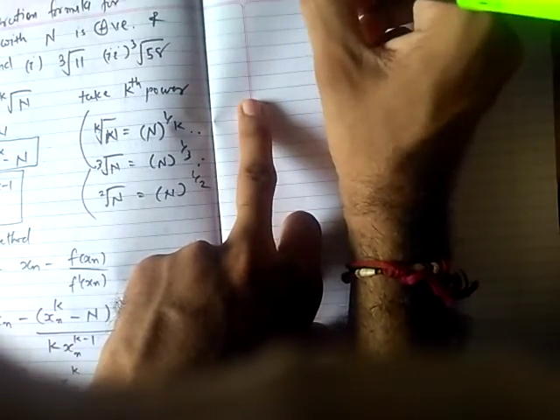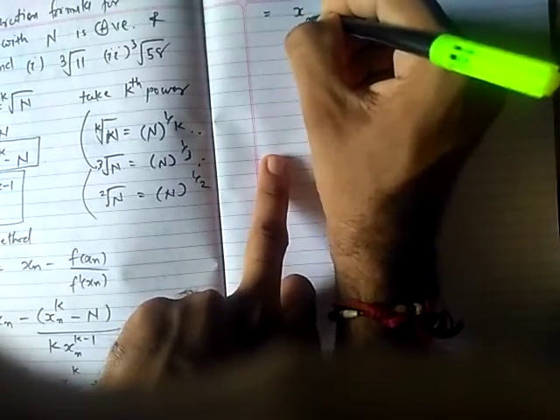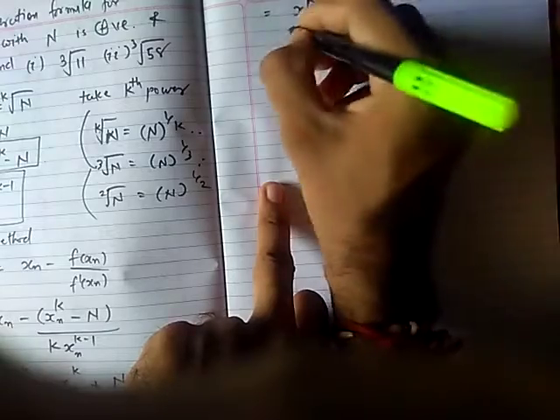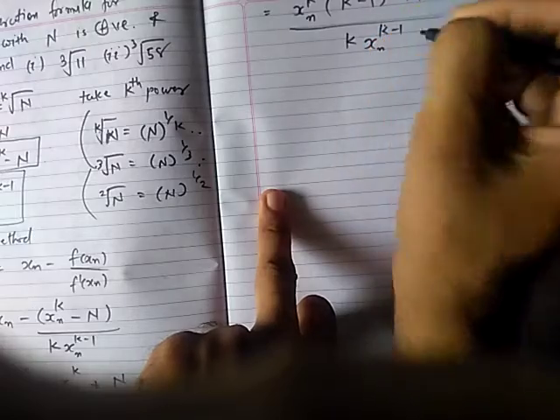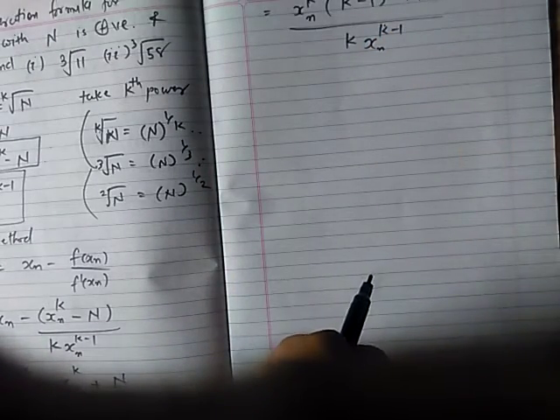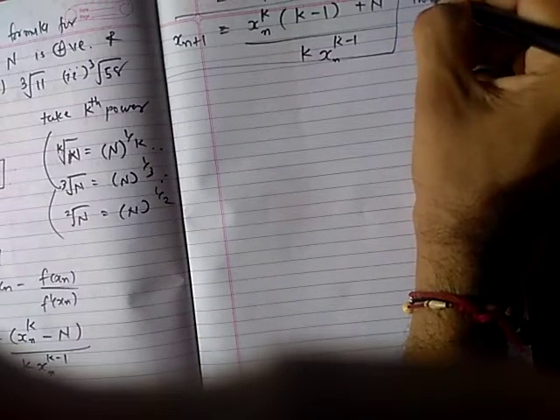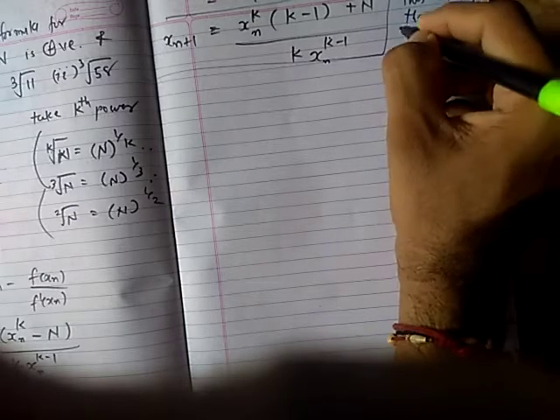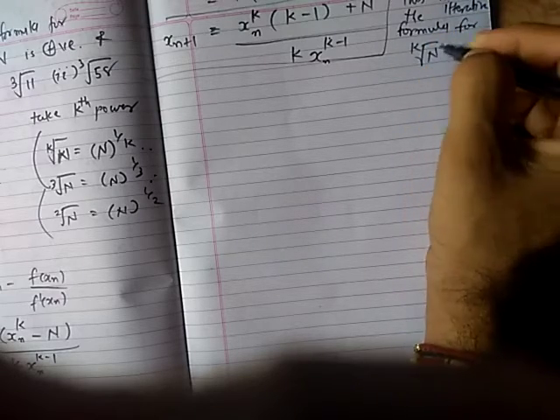x_n, excuse me, x_n^k, here (k minus 1) plus n divided by k x_n^(k-1). Okay, all right, and this is the x_(n+1), and this is the general formula. We can say this is the iterative formula for kth root of n.